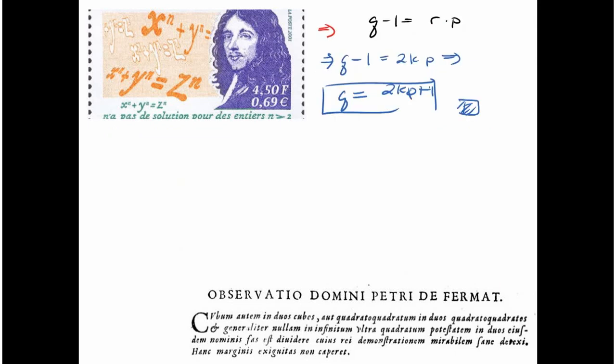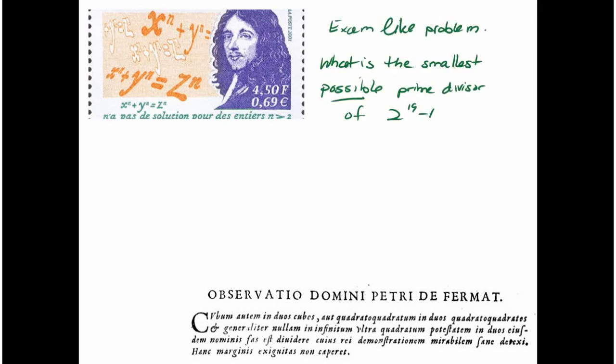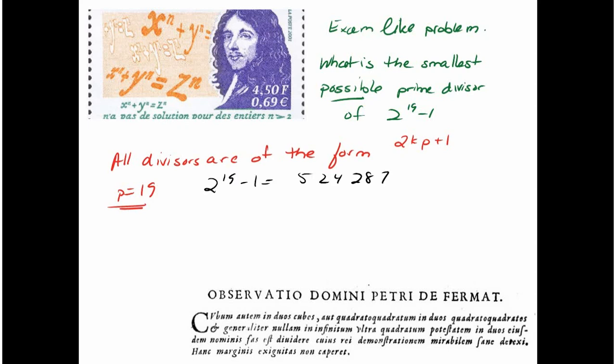So how do I use this? Well, here's an example. If I have a divisor of 2 to the p minus 1, where p is prime, it must be of the form 2kp plus 1. So I'll put a problem like this. For example, what is the smallest possible prime divisor of 2 to the 19th minus 1? Well, all the divisors are of the form 2kp plus 1, where p is 19. That's from the corollary in the previous theorem.